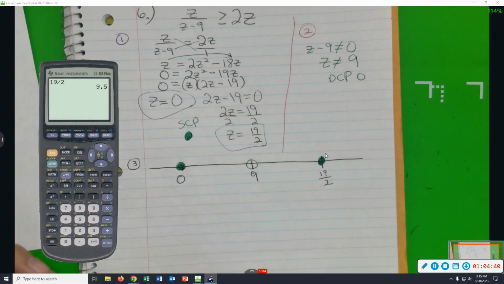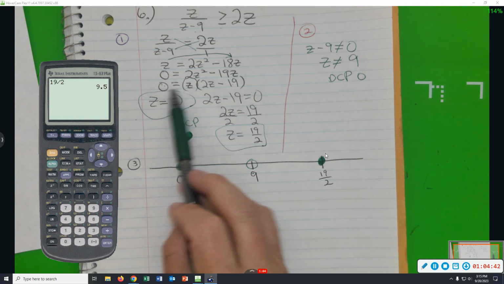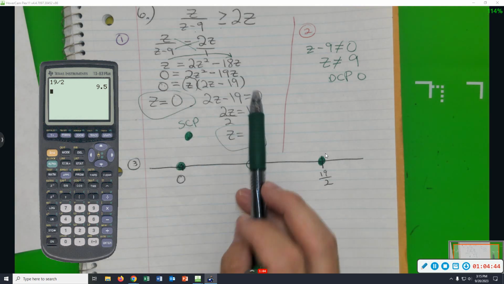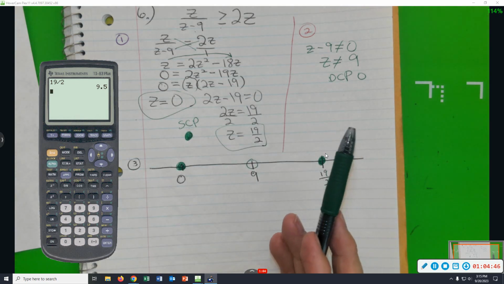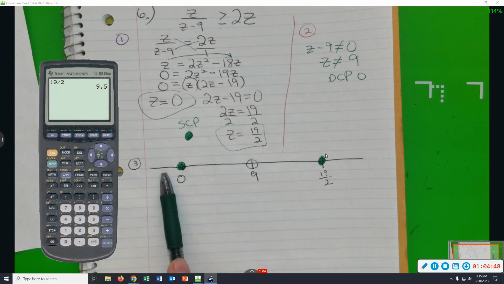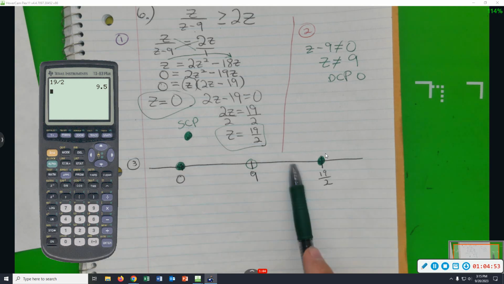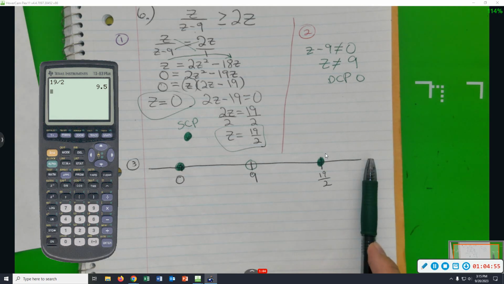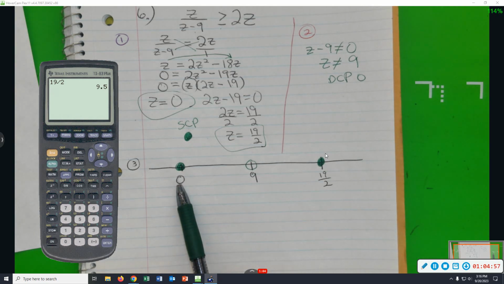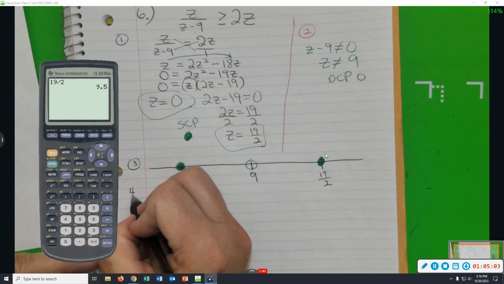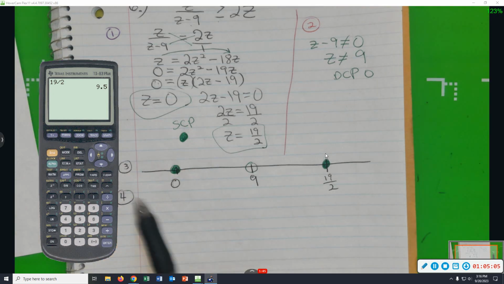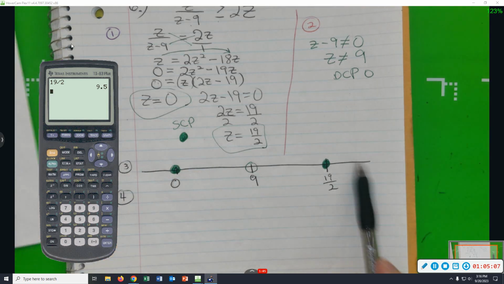Even though we have 3 cut points, we had no repeated factors, so I'm 100% confident this is going to alternate. It's either going to be true, false, true, or it's going to be false, true, false. Well, we can't test 0. What number do you want to test? Something that's easy to plug in. 1, okay. Which interval contains 1? Interval 1, 2, 3, or 4?